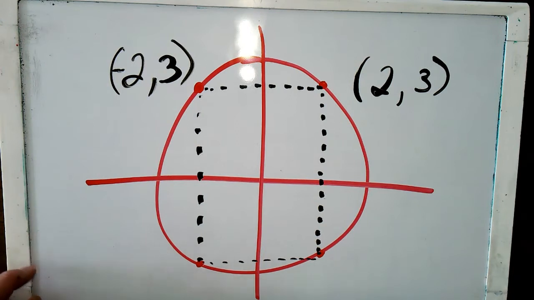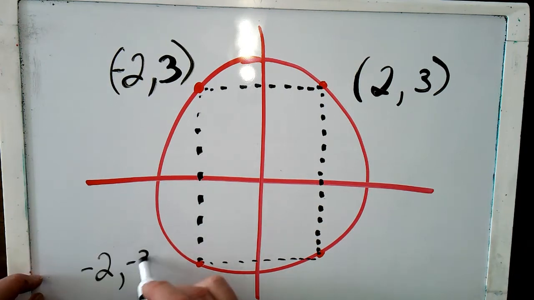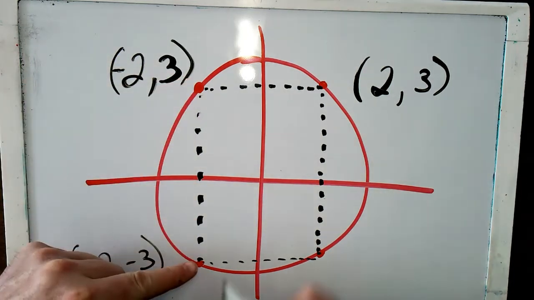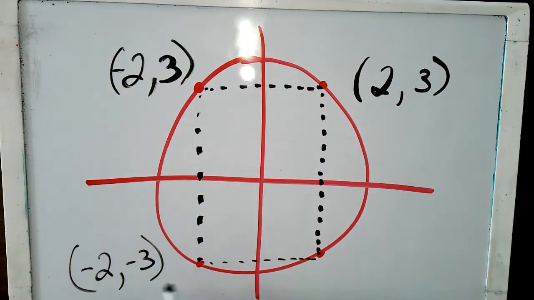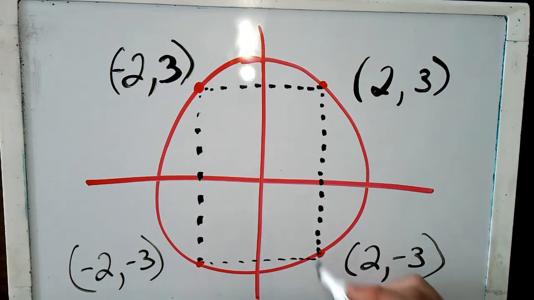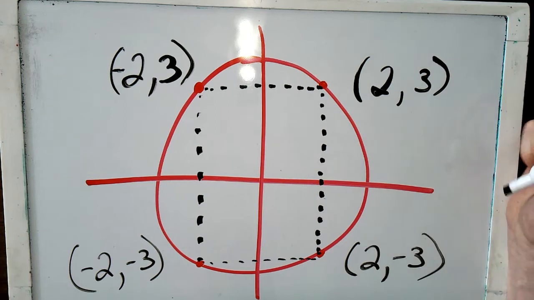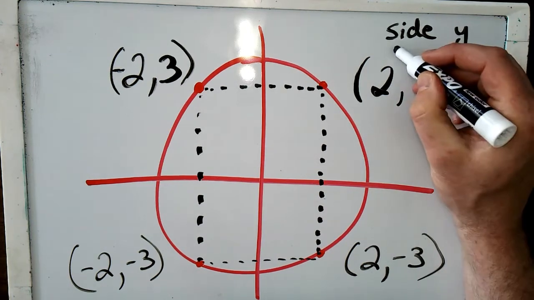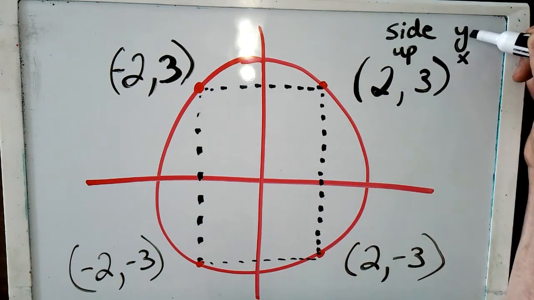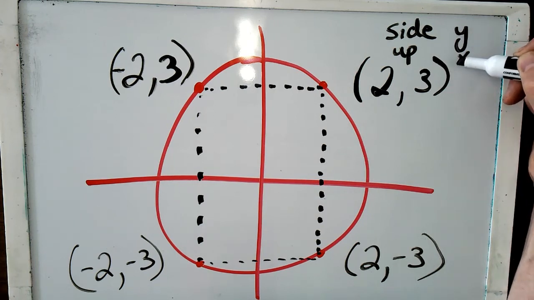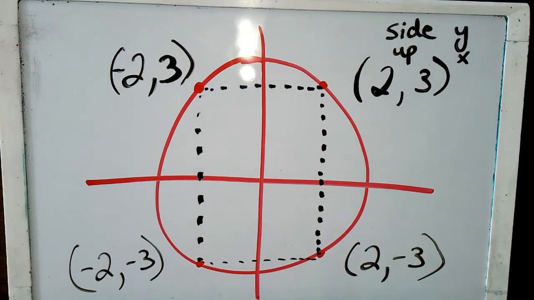If I go straight down, they will both be negative. So the x has remained the same, the y changes to negative. And back over here, the x becomes positive, but the y stays the same. So if we go sideways, the y stays the same. If we go vertically, the x stays the same. Key thing. So if we go sideways, the y stays the same. Up and down, x stays the same.